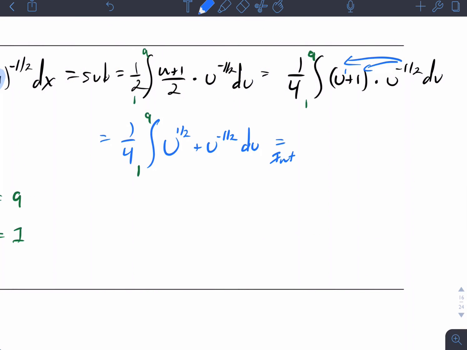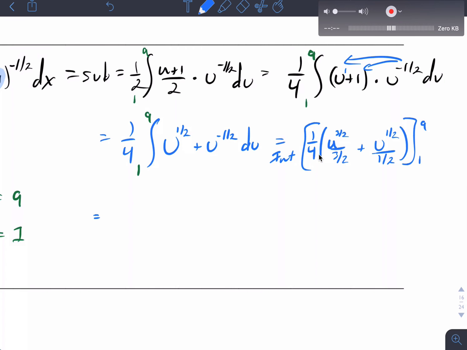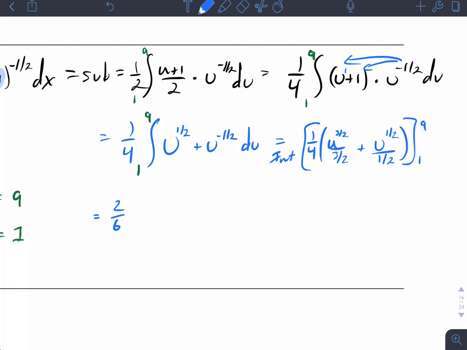So where was I? This is 1/4. Okay, then it's u to the 3 over 2 over 3 over 2 plus u to the 1/2 over 1/2. No plus c, sorry, no bracket either. Then the bracket goes over all this, 1 to 9. Okay, now of course this does require a lot of rewriting. So the way this is going to be rewritten is, the 2/3 is going to flip to become 2 over 6, actually 2 over 12.